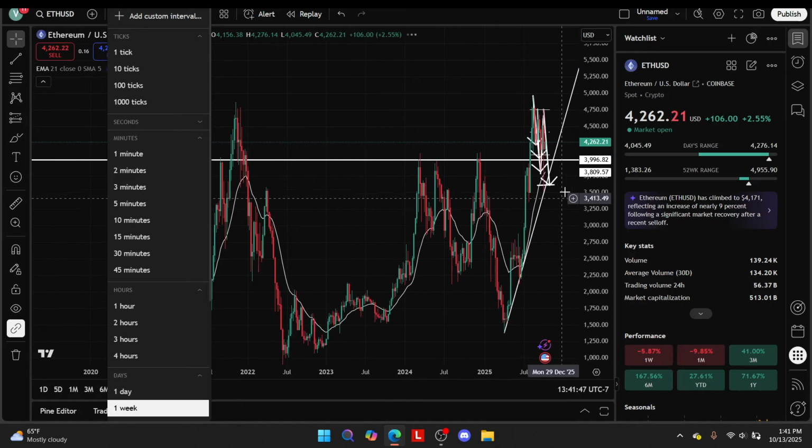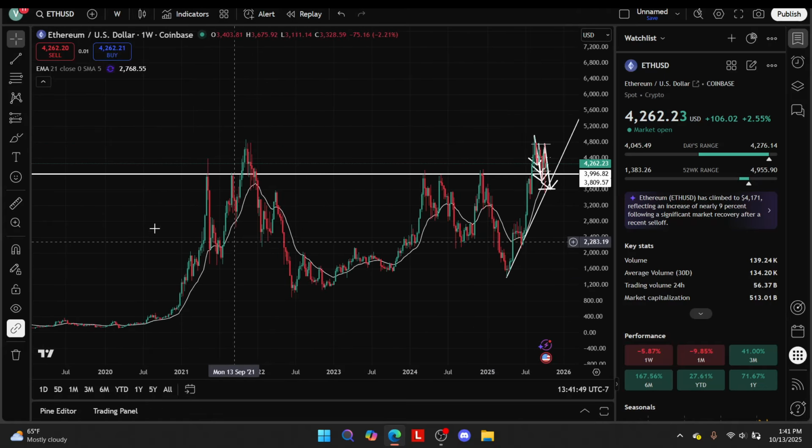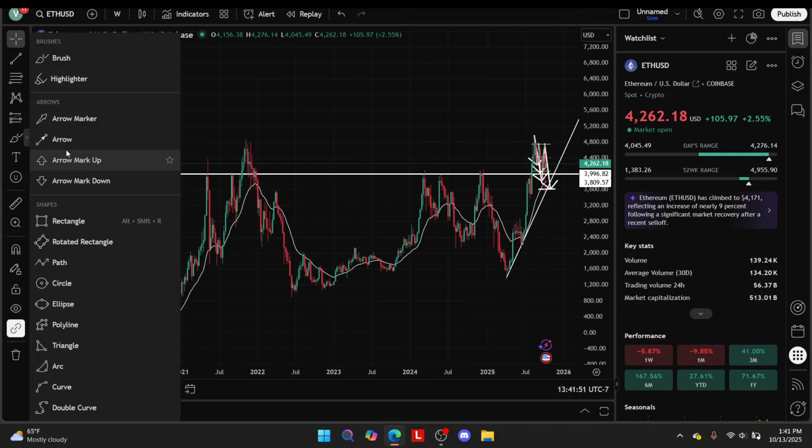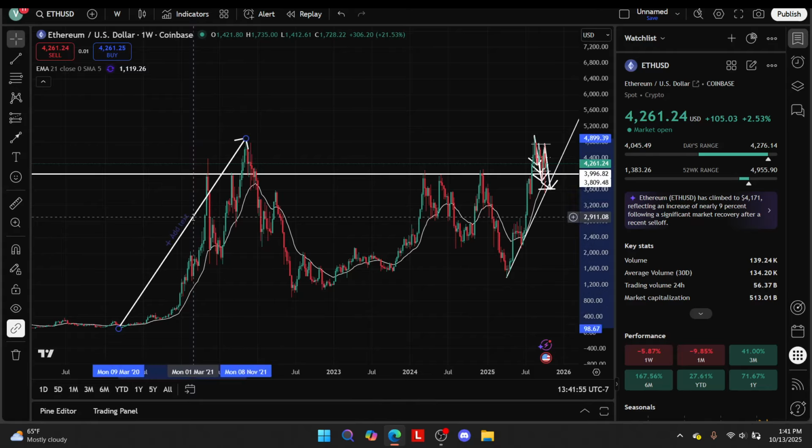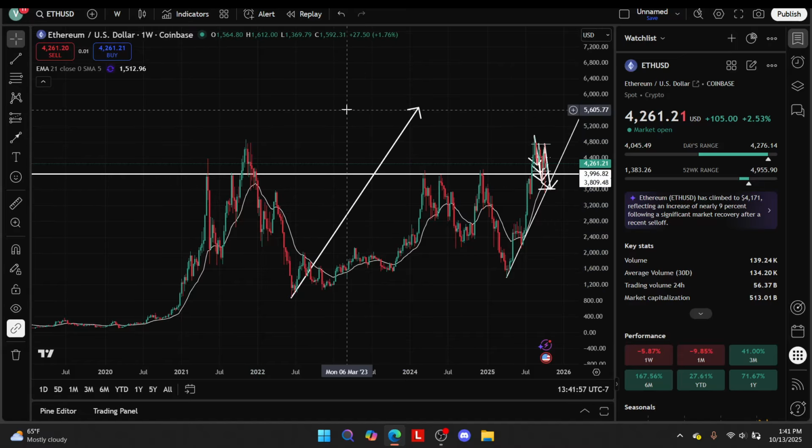And where is it headed? Well, you can look for a measure move target up. All this would be one massive leg up right here, something like that. And this is the start of the second leg. And it's targeting right around 5,600, 5,700.